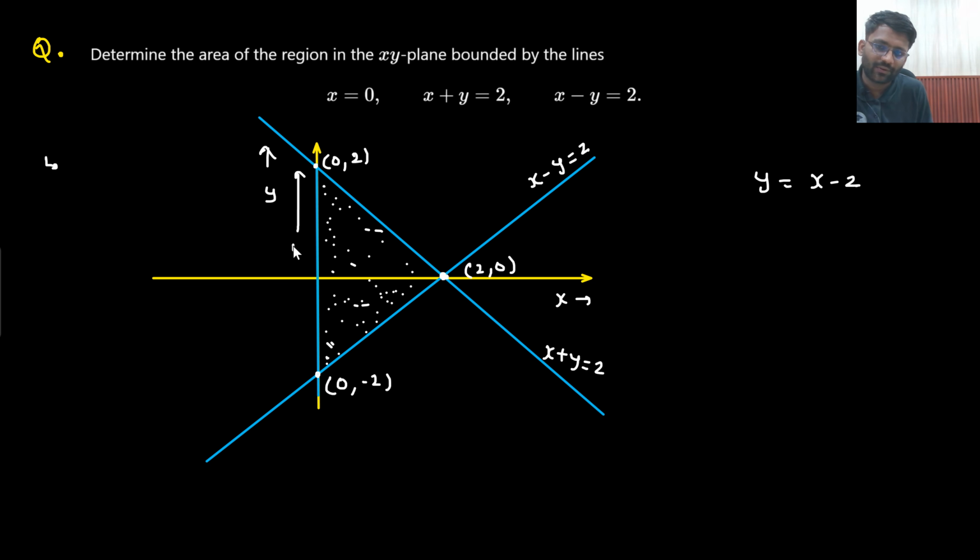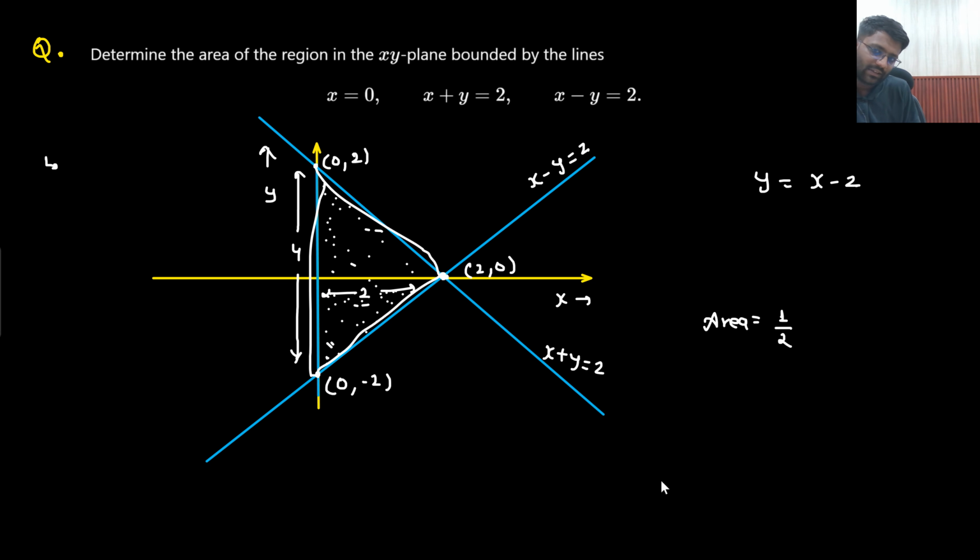It is simply a triangular structure. This much length is 4. And what is this much length? This much length is 2. So what will be the area? Area will be half into base into height. Just look at this triangle. Half into base into height. So what will be the answer? 4 units square.